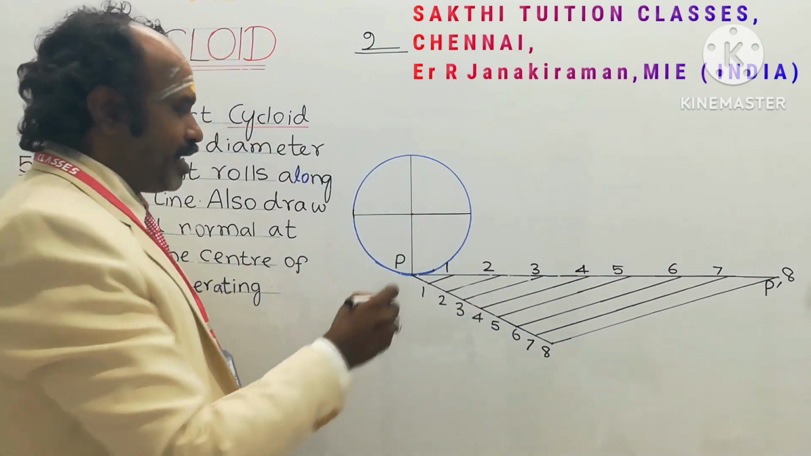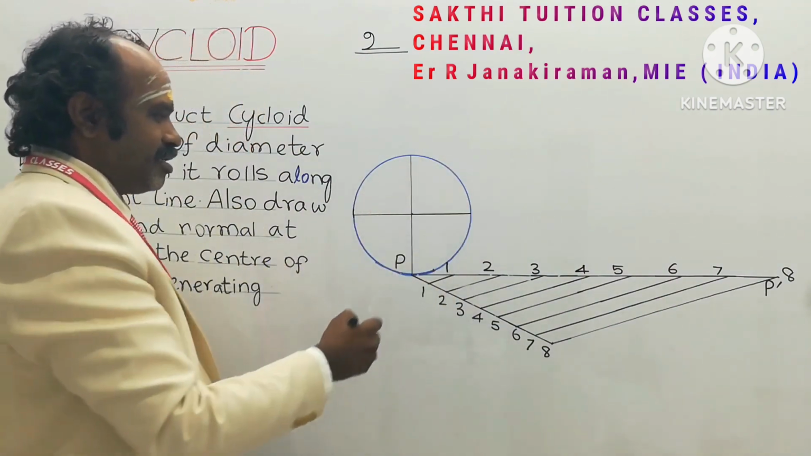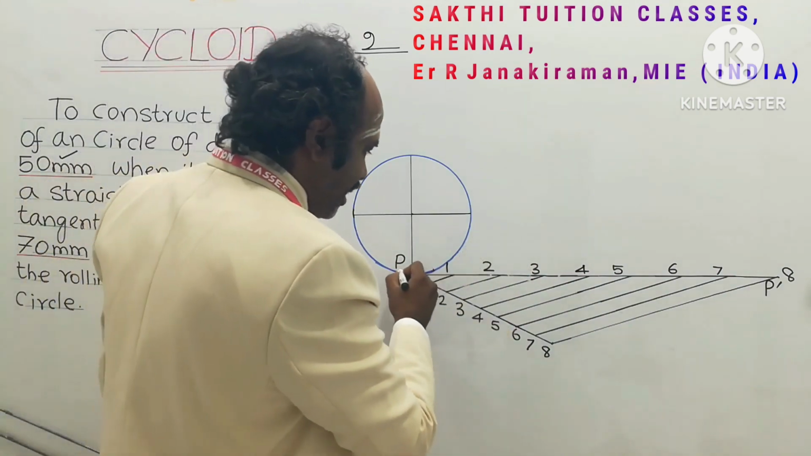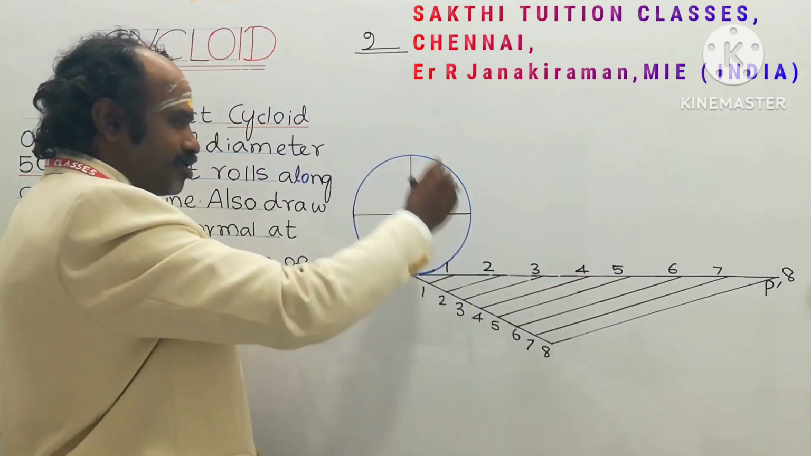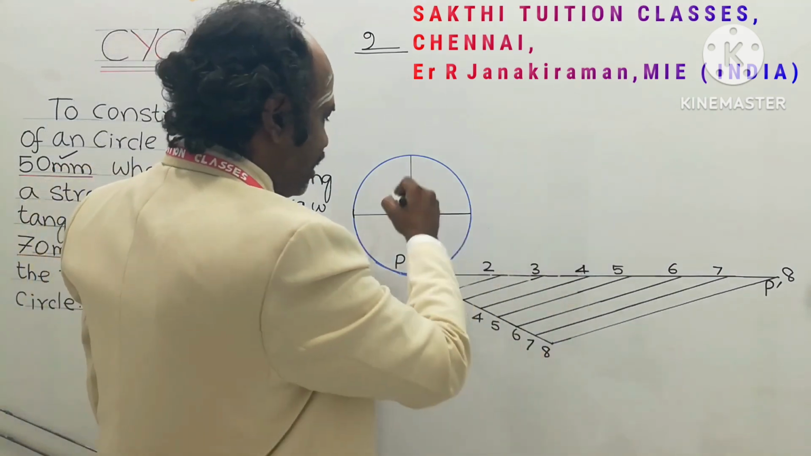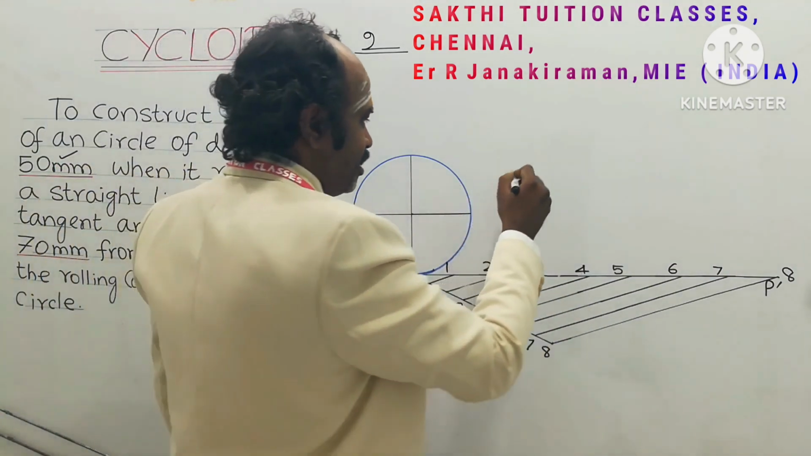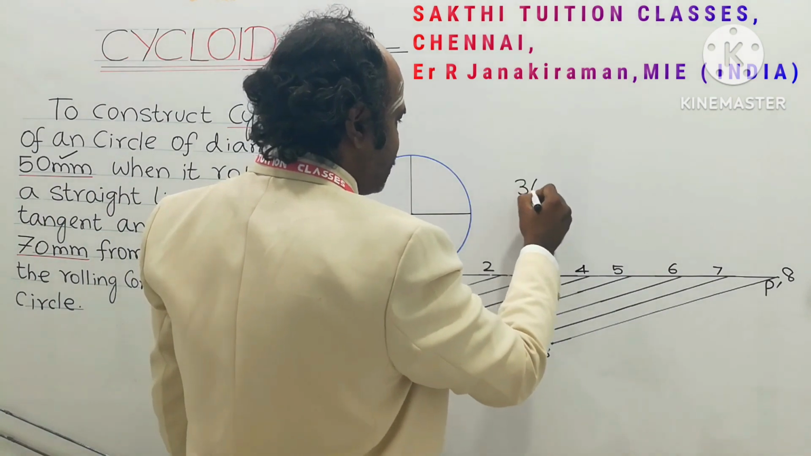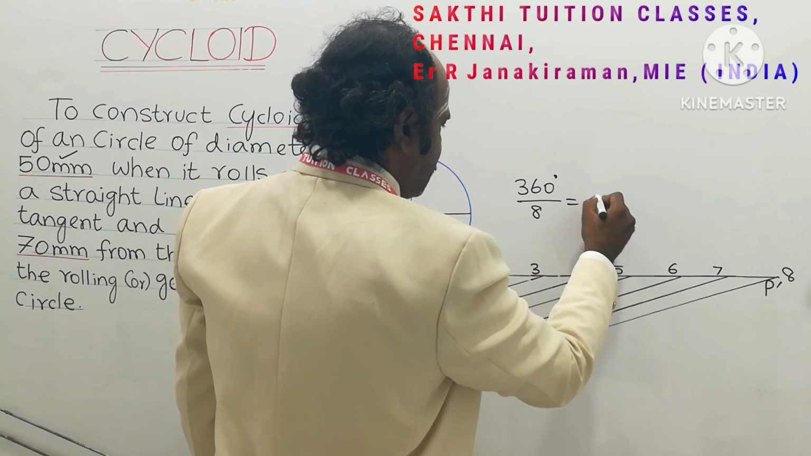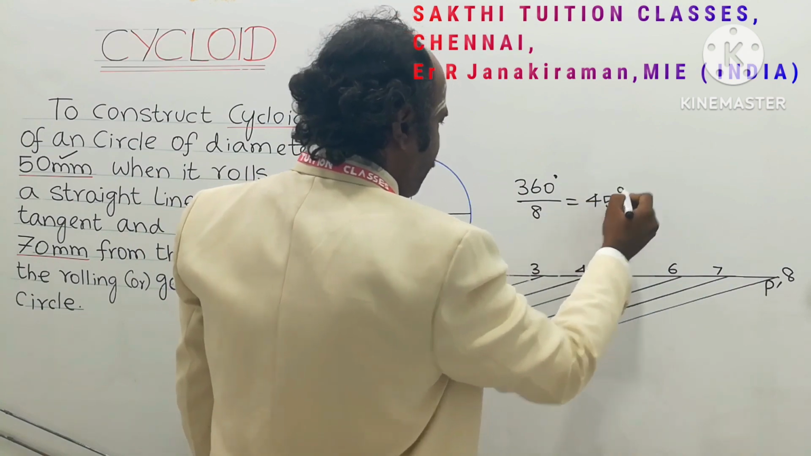Before that, the horizontal line has been divided into 8 equal parts. The circle has to be divided into the same number of parts. Suppose if you divide the line into 12 equal parts, the circle also has to be divided into 12 equal parts. Here I am following 8 equal parts. So the total angle in the circle is 360 degrees. 360 divided by 8 will be 45 degrees, so each sector will be of 45 degrees.